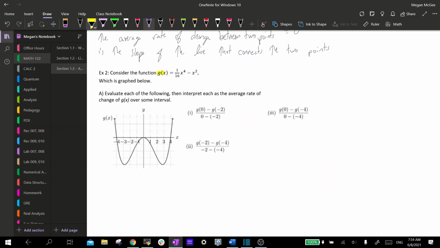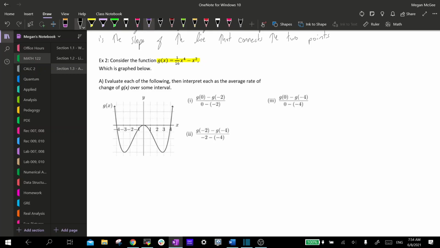We have a different g of x function here. All right, and it's graphed below. And here we're asked to evaluate each of the following and then interpret them as the average rate of change over some interval. Okay, so part 1, we need to evaluate g of 0 minus g of negative 2 over 0 minus a negative 2. Let me see, we're using extra parentheses around here with those extra negatives.